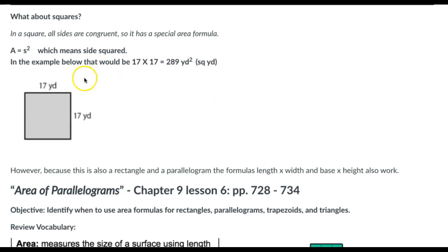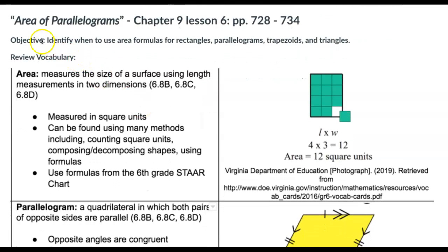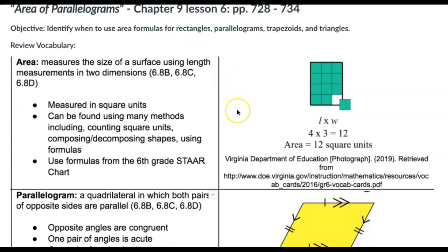And then there's information about how to find the area of squares. The formula looks a little bit different, but it's still length times width. It just so happens that the length and the width are the same length, so you can write that as area is equal to s squared. Now, then we learned about area of parallelograms, which is essentially length times width again. However, and again, you can look at Chapter 9, Lesson 6, and these are the page numbers for more support.